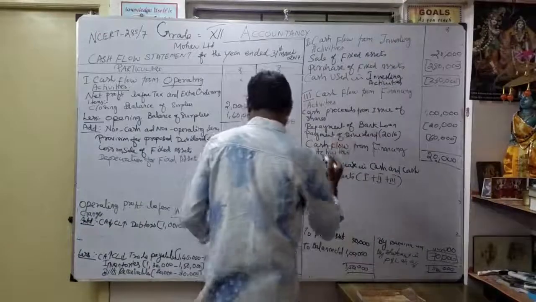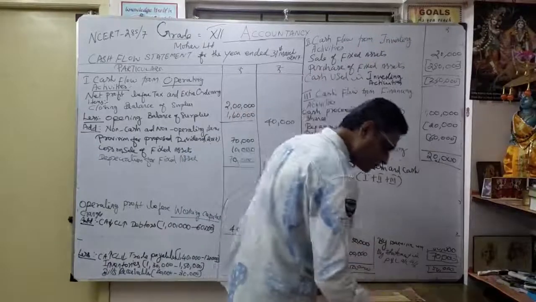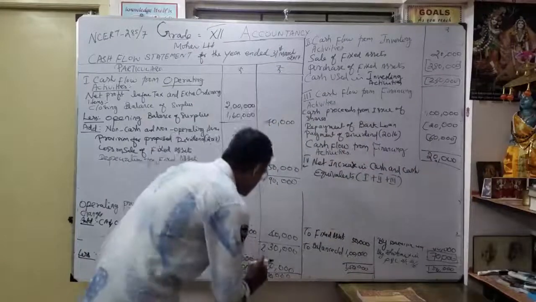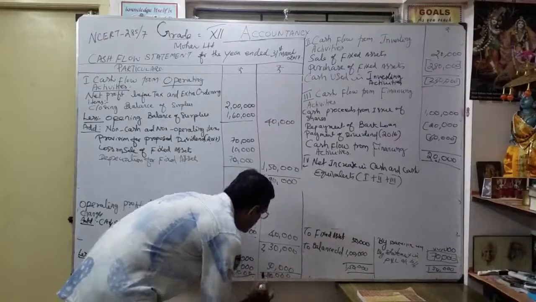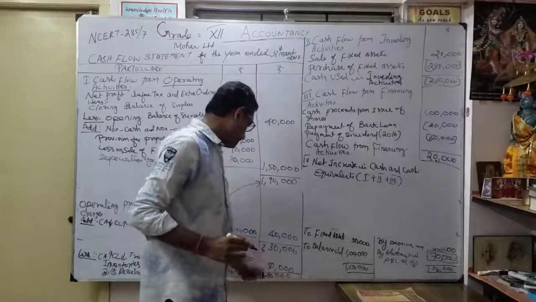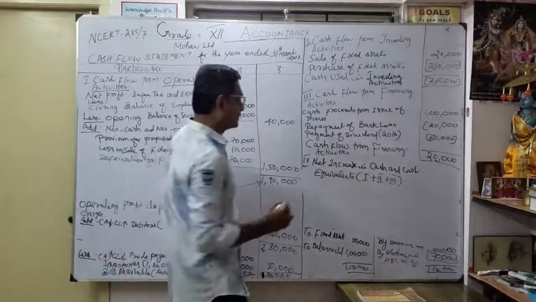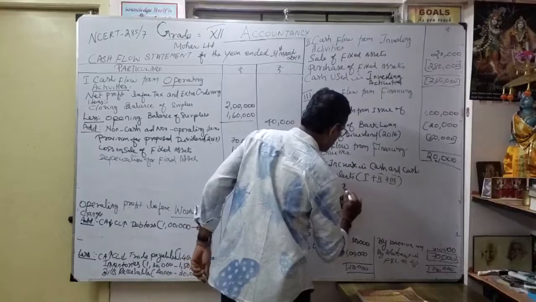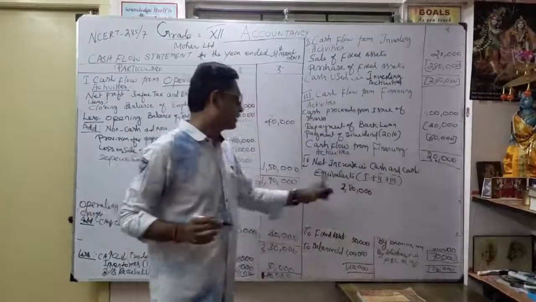So here 1,80,000 is our operating activities. Sorry, 1,80,000 is our operating activity. Okay, so 1,80,000. 230 minus 50. So here, how to calculate? See, our operating activity is 1,80,000.